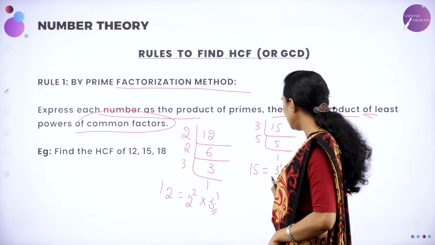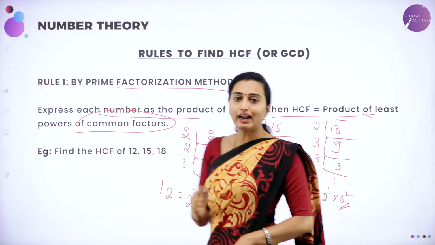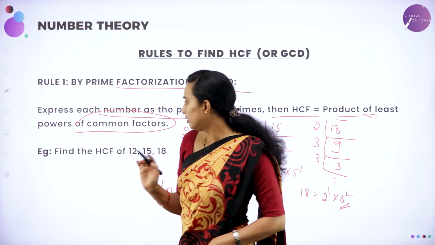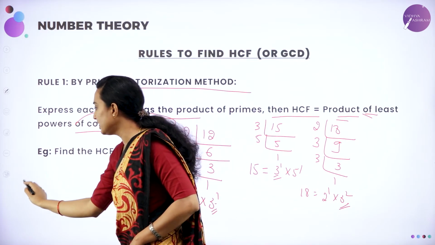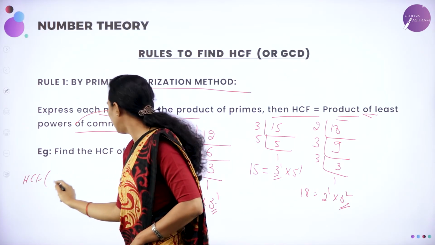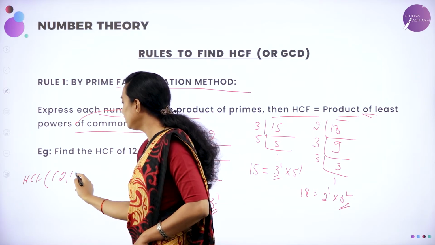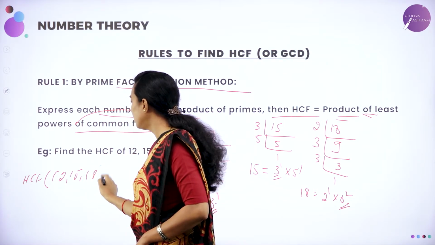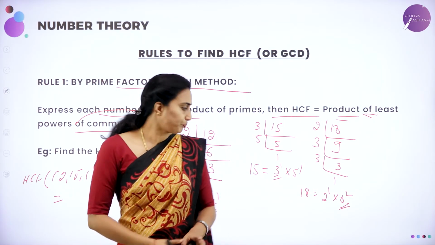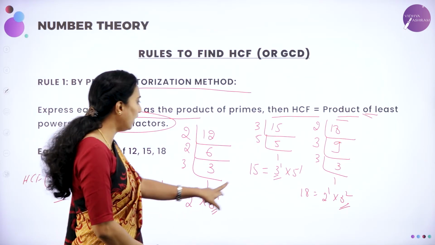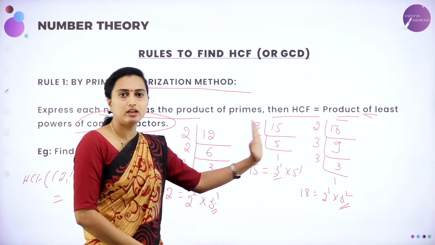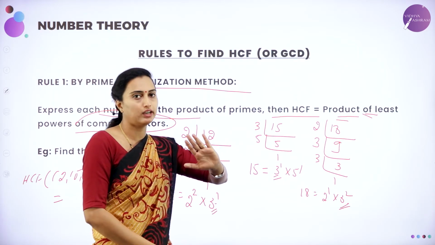3 is here, 3 is here, 3 is here. That 3, lowest power, you are going to take. Therefore, here I am going to write it as HCF of 12, 15 and then 18 will be equal to, see, 2 is here, 2 is here, but 2 is not here. So therefore, you are not supposed to take that number.